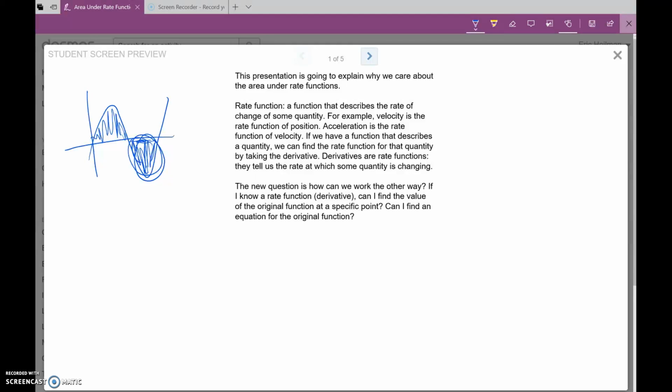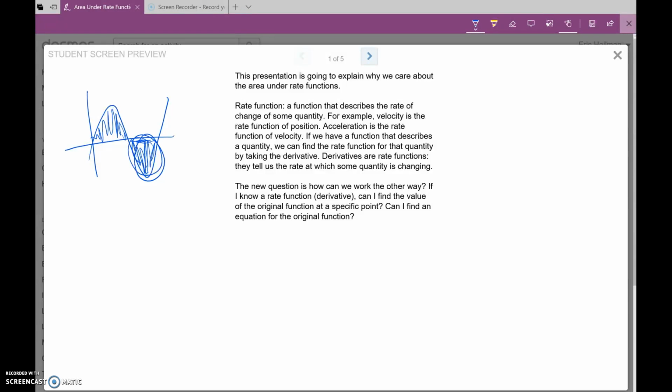Okay, so what do I mean by a rate function? A rate function is a function that describes the rate of change of some quantity. We've seen a lot of examples of this so far. Velocity is the rate function of position. Acceleration is the rate function of velocity. You can think of others. If I had some function that told me the water level in a lake, then the rate function would be telling me at a given time how quickly that water level was changing.